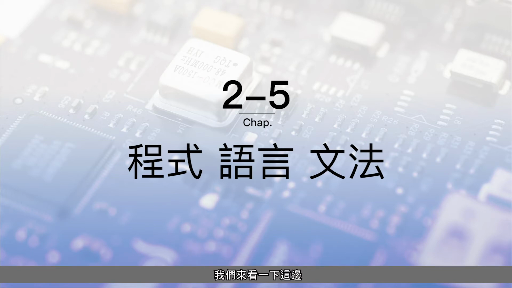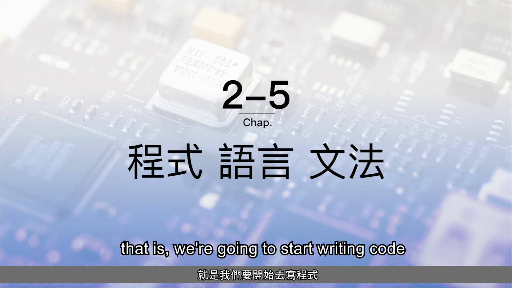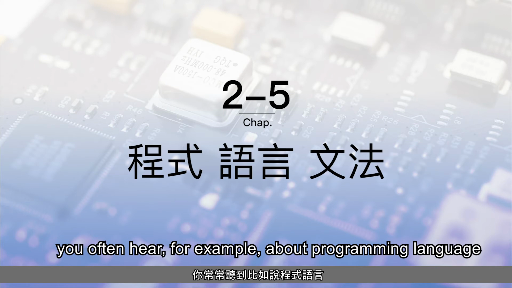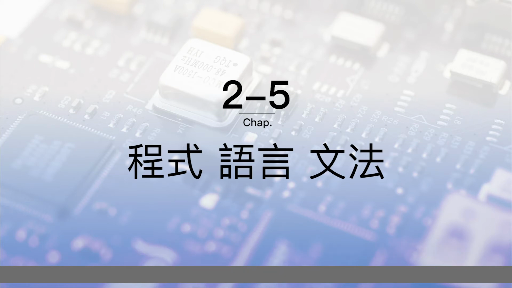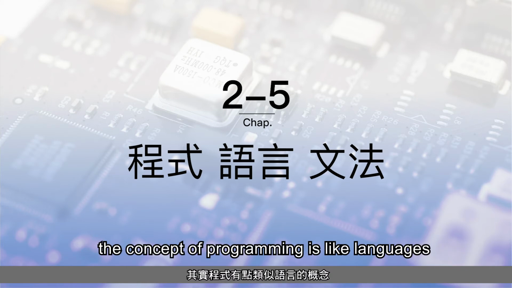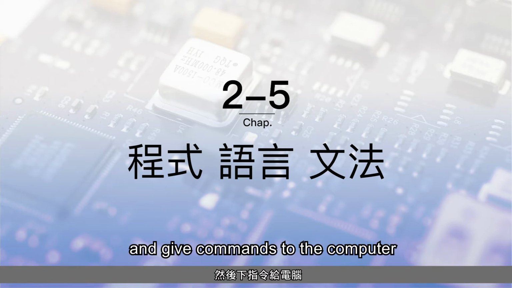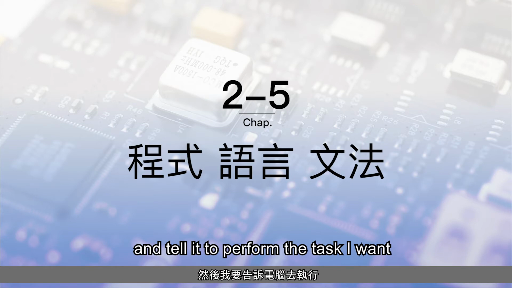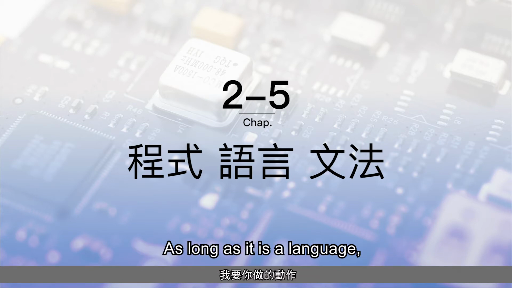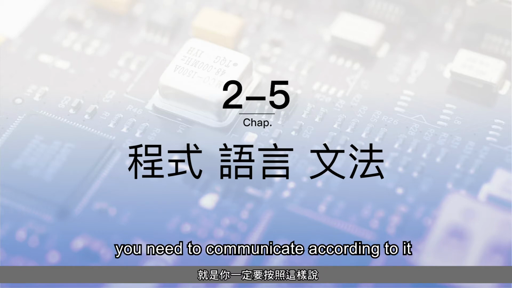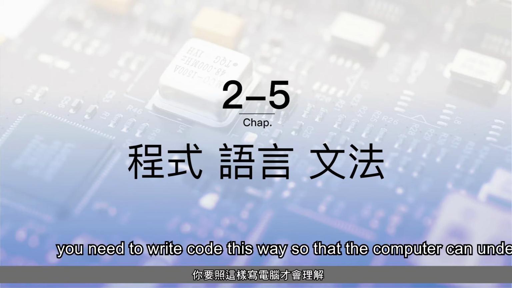Let's take a look at this. Now we are diving into the next section. That is, we are going to start writing code. When writing code, you often hear, for example, about programming language. The concept of programming is like languages. I want to communicate with the computer and give commands to the computer and tell it to perform the tasks I want. As long as it is a language, it has the concept of grammar and sentence forms. You need to communicate according to it. You need to write code this way so that the computer can understand.